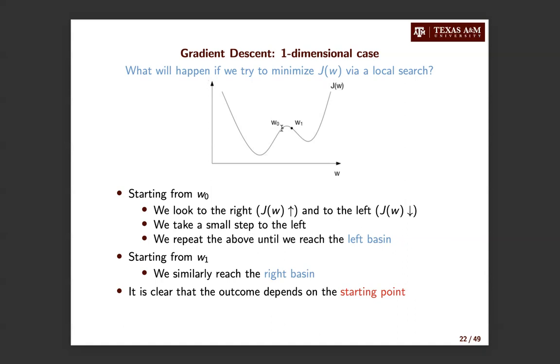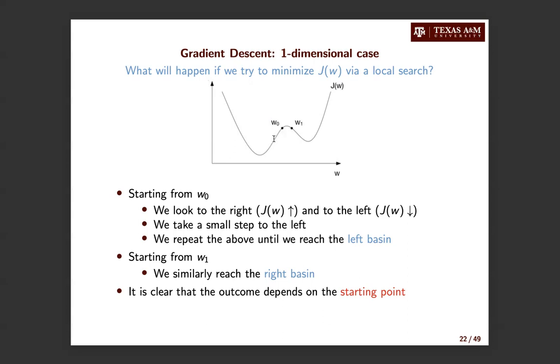So the way to do this is to look at the first order derivative, or the gradient, of J of W when computed at W0. And in this specific one-dimensional case, the gradient of J of W is essentially the tangent of our function J of W at the place W0. We can see that this tangent has a positive slope, which means that if we go to the right side of W0, then the function J of W increases. Inversely, if we go to the left side of W0, then J of W will decrease.